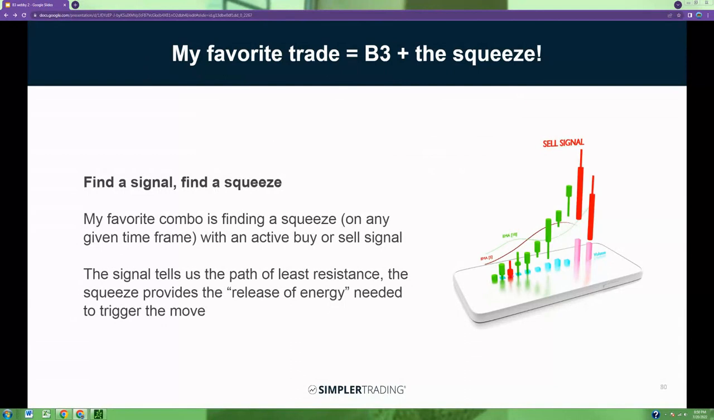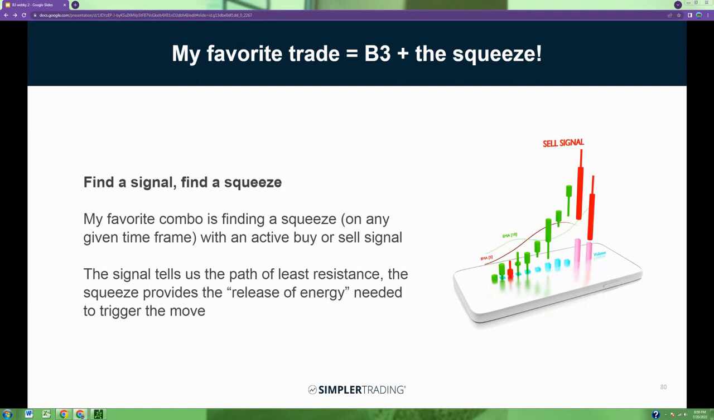And granted, there's a lot of different ways that you can use the indicator to make your money. For me, outside of the reversals and buying the dips and shorting the rips, my favorite combo, by a mile, is the squeeze plus the Big 3 signal.